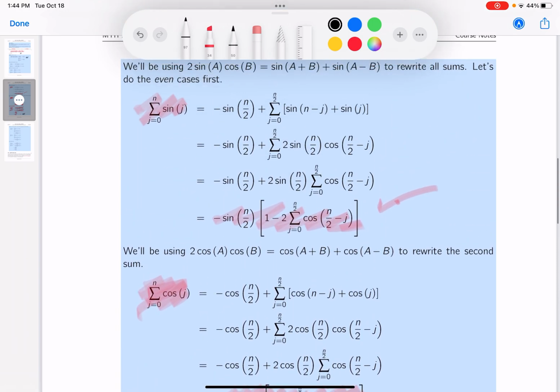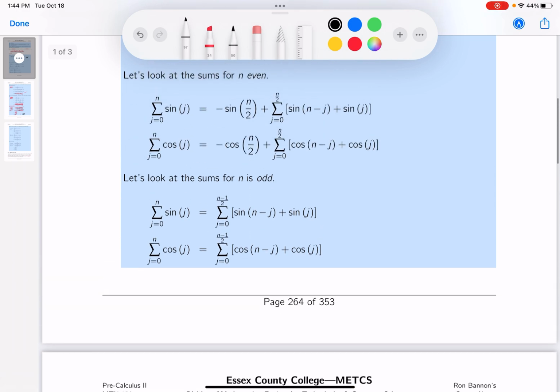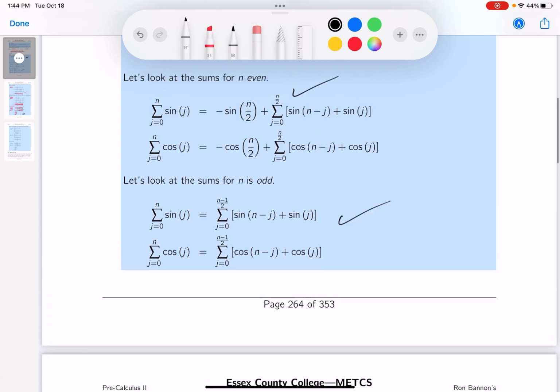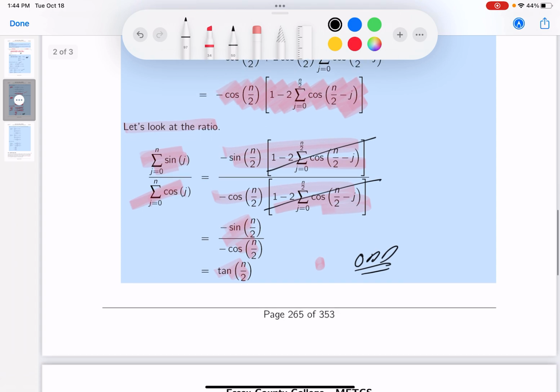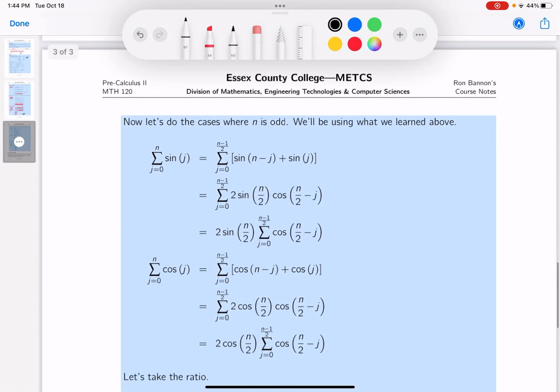So we just did the odd case. Was that odd? I can't remember. Oh, that was even. I'm sorry. Yeah, that was the even case. We just did the even. Now we're going to do the odd case. Almost the same thing. All right? So we're going to do n is odd. And since we just did it, I think it's going to be a little bit easier to do this time.